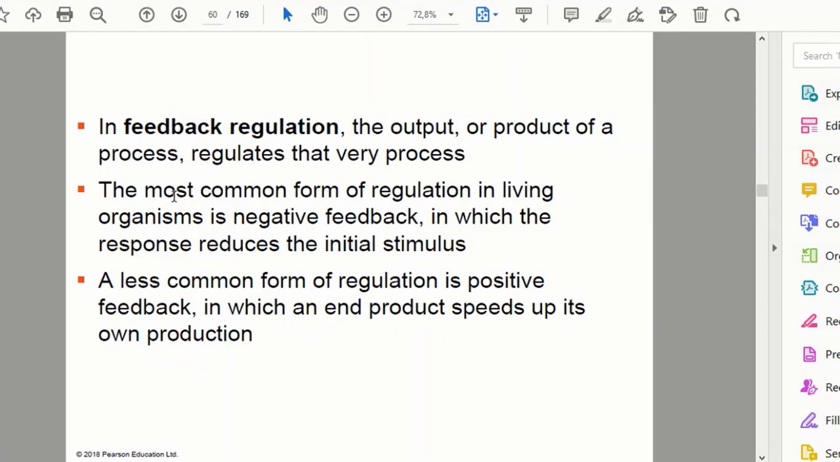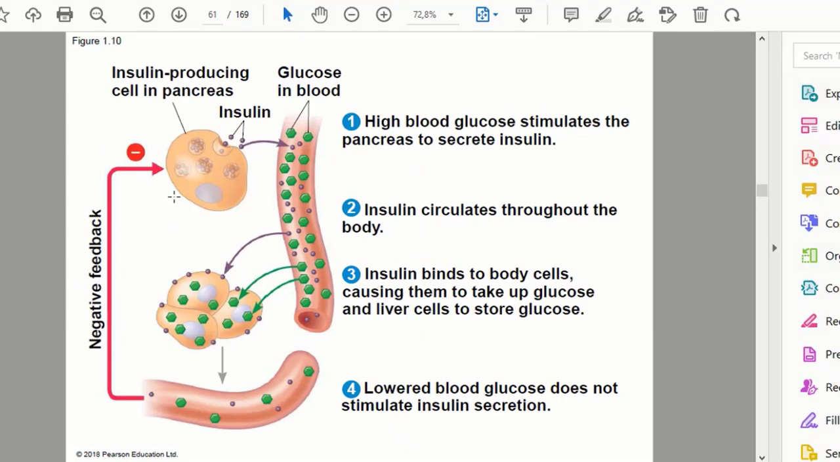So this is an example of negative feedback, where you will find an insulin-producing cell in the pancreas, and here is a little fella which is an insulin, and this is glucose in the blood, where there's a transfer, and the feedback which is coming is, by the way, a negative feedback.